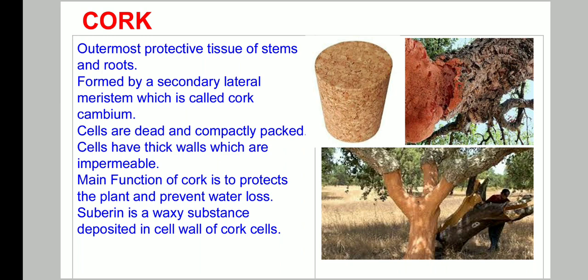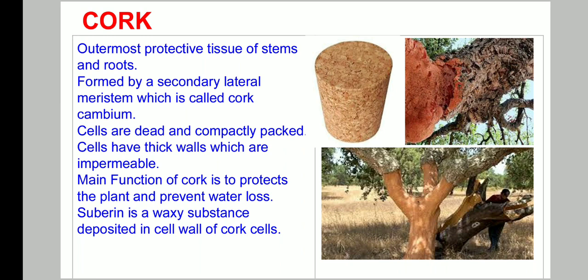The cells of cork are dead and compactly packed. These cells have thick walls which are impermeable. The cell wall is impermeable, which means it does not allow anything to pass through. And the main function of this cork is to protect the plant and prevent water loss.